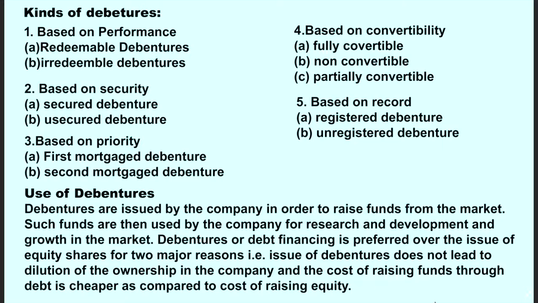Debenture or debt financing is preferred over the issue of equity shares for two major reasons. They are: issue of debentures does not lead to dilution of ownership in the company, as issuing of debentures does not give any person ownership in the company. Debenture holders are not owners of the company, whereas equity shareholders hold some ownership in their hands. That is, they are partial owners of the company.